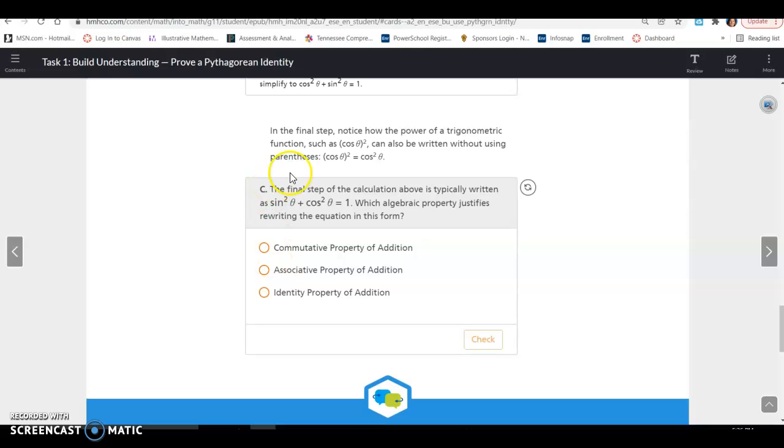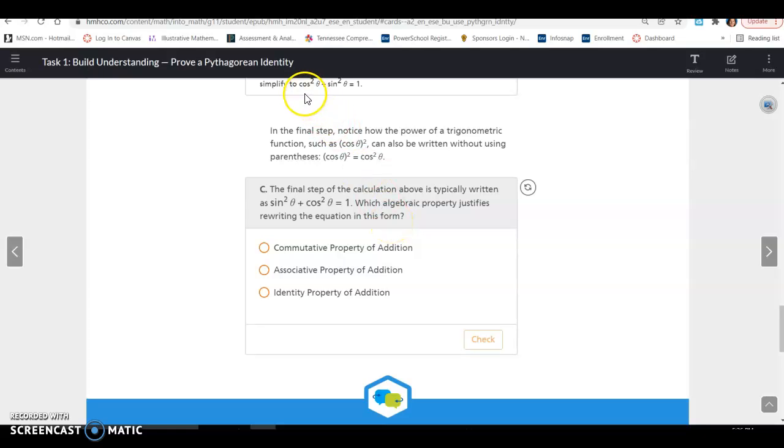In the final step, notice how the power of a trig function such as cosine of theta, quantity squared, can also be written without parentheses. These two things are equivalent because theta is just an idea. It represents an angle, but we don't know what that is right now, so whatever that is, we're going to square it. The final step of the calculation above is typically written as sine squared of theta plus cosine squared of theta equals 1. Which algebraic property justifies rewriting the equation in this form?